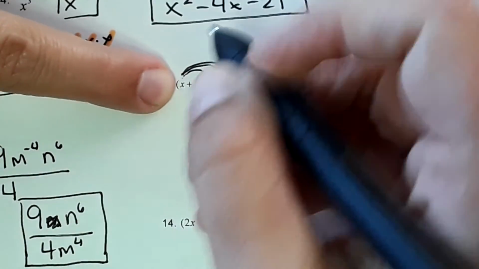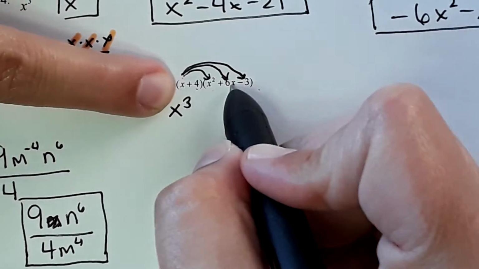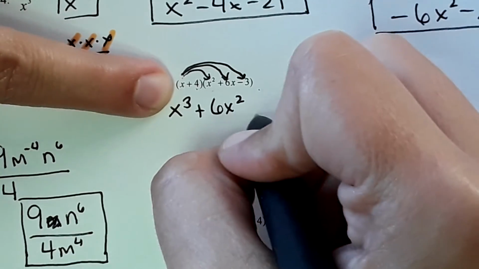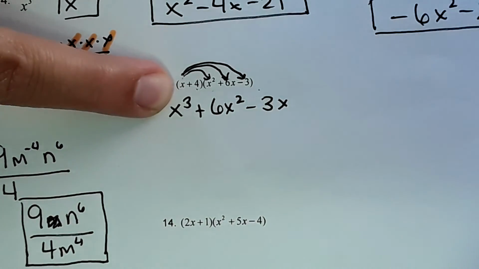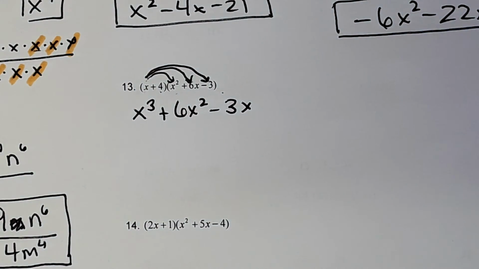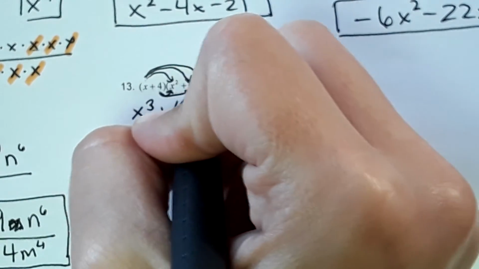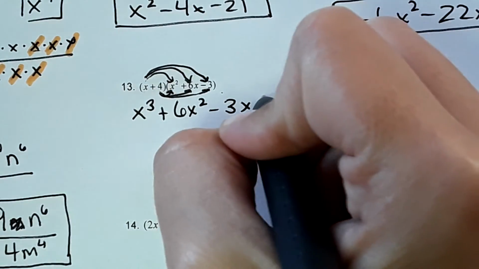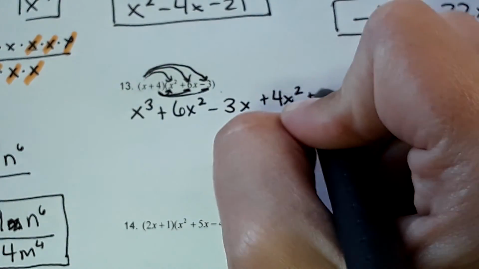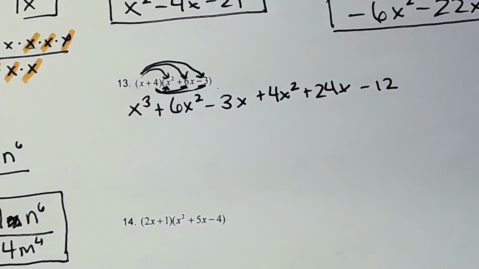So we're going to do x times x squared, which is x cubed, x times 6x, which is 6x squared, x times negative 3, negative 3x. And then next step is to take the second term, which is 4, and multiply it by all 3 of these. So it'll be 4x squared, 4 times 6x is 24x, and 4 times negative 3 is negative 12.